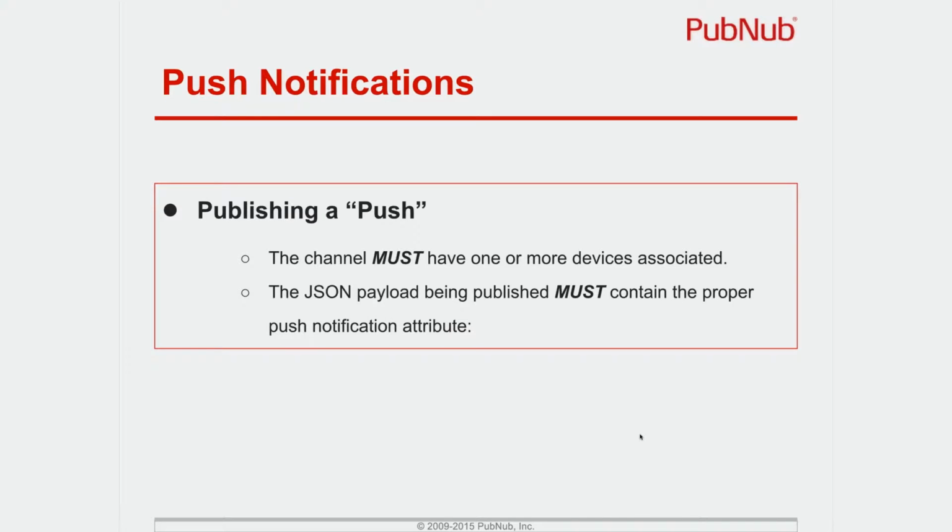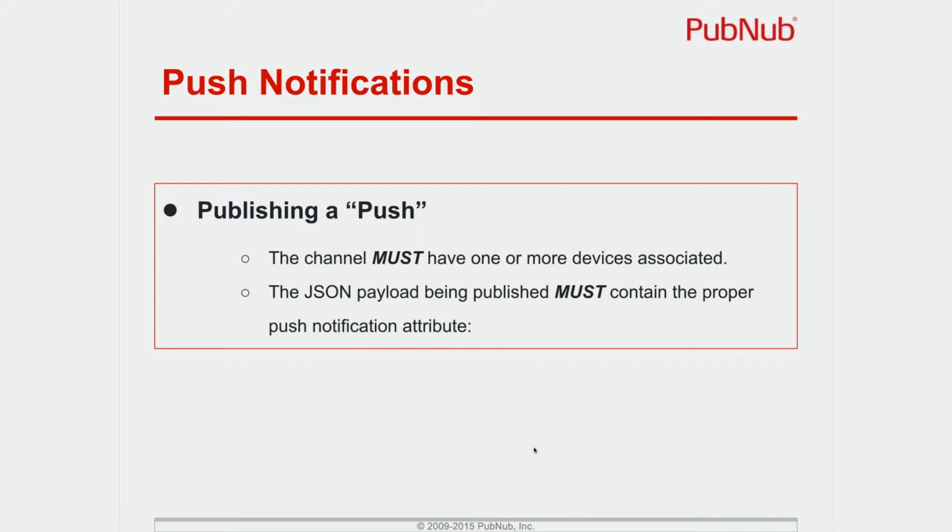All right. Publishing a push, the channel must have one or more devices associated. Push notifications are very, very complex to diagnose sometimes because we are that mobile gateway and we're forwarding over to APNS, and there's very limited visibility once it leaves our side over to the APNS side. And oftentimes what I've found is that push notifications don't go out because there are no devices associated with the channel.